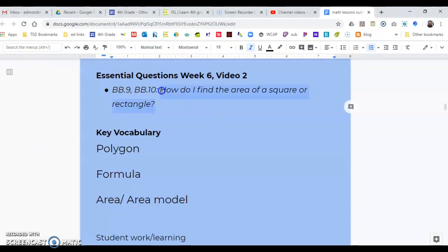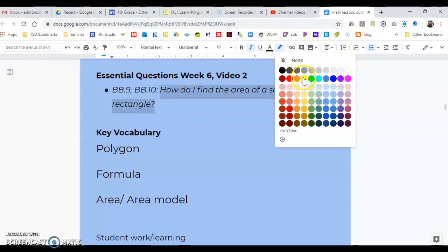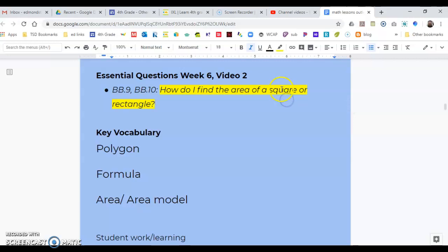Boys and girls, we are still dealing with area of polygons, and specifically squares and rectangles. In 5th grade and beyond, you will deal with area of parallelograms, trapezoids, circles, and other shapes, even 3-dimensional shapes. But for right now, you're doing area of squares or rectangles, which is a review of 3rd grade, but we take it a step farther. So this video will deal with BB.9 and BB.10 for IXL.